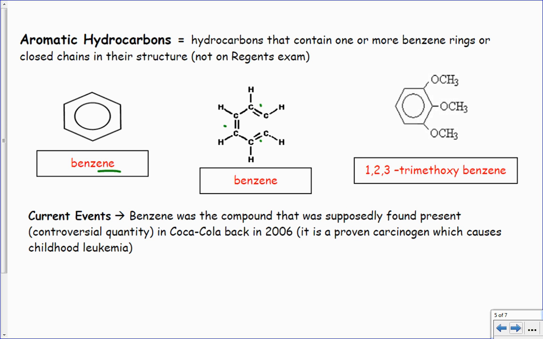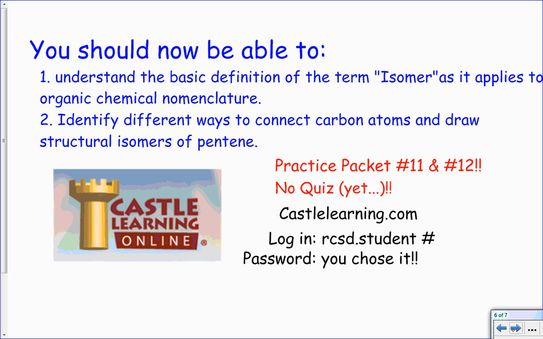Now, current events of 2006 really isn't current events, Mr. Milks. Trimethyloxy benzene, 1, 2, 3, yeah. We're not going there. We're not going there.